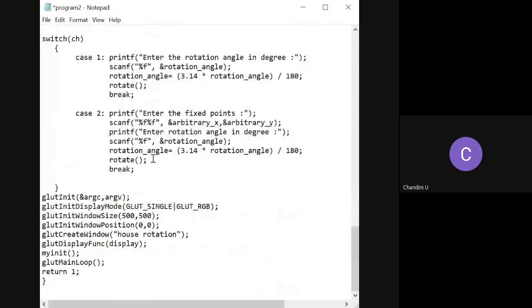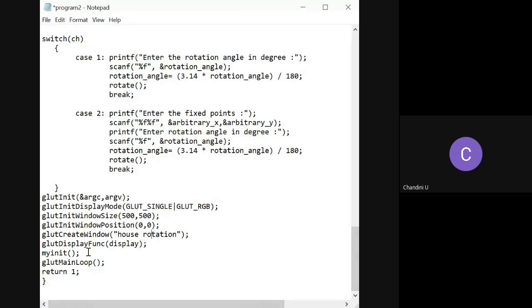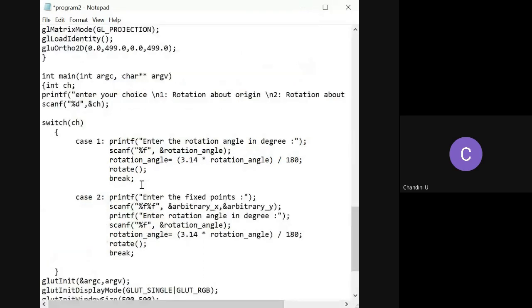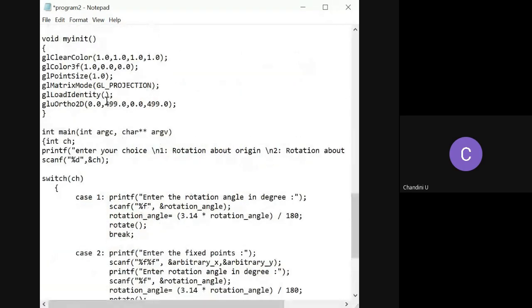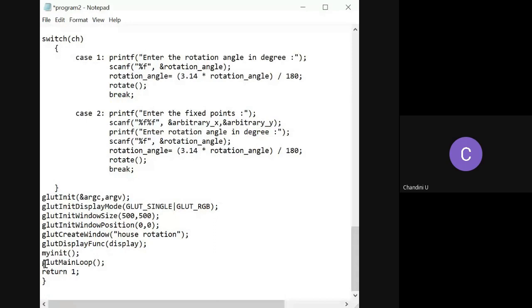Now the control returns back to the display function, and then you invoke the glFlush function, which will actually give you the display. Once this is done, now you have to invoke the init function. Init function will set the projection mode, then it will set the background color as well, and then finally invoke the glutMainLoop function. Okay. So let us see how the output looks like.